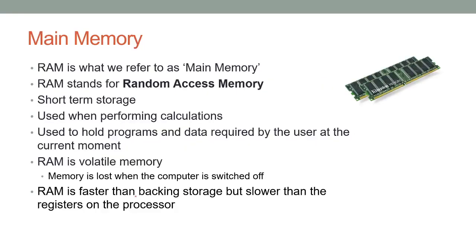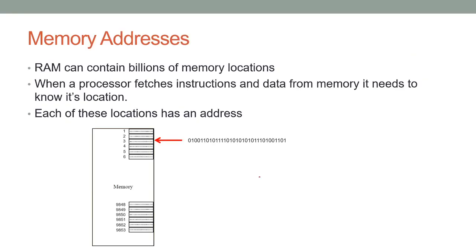RAM is obviously a lot faster than backing storage, but we were talking about registers last time, which are built onto the processor. RAM is not as fast as that because the registers are literally built onto the processor. Saying that, there are 16 registers, whereas RAM can contain billions of little locations, so that's obviously the advantage there.